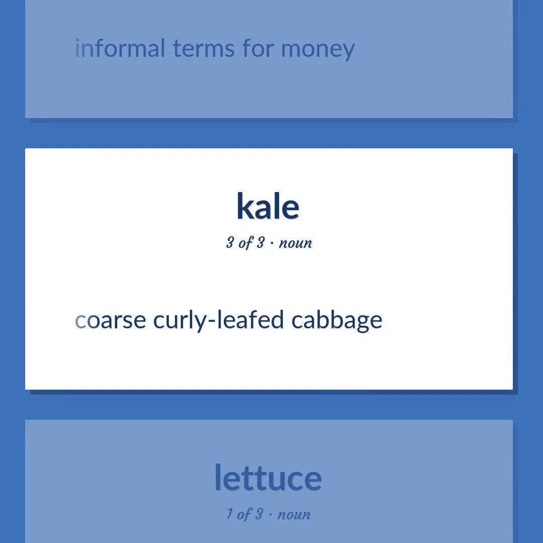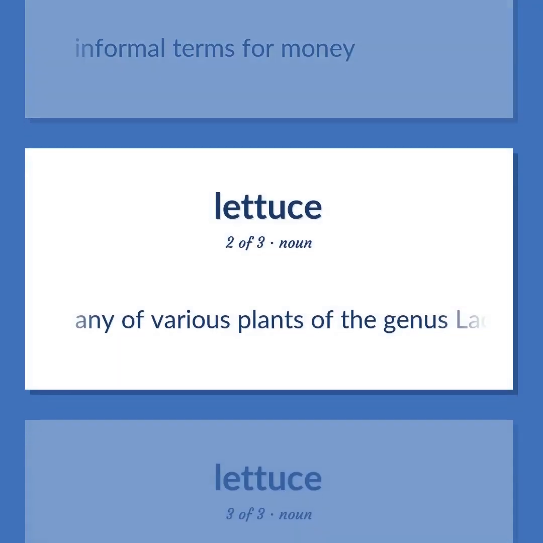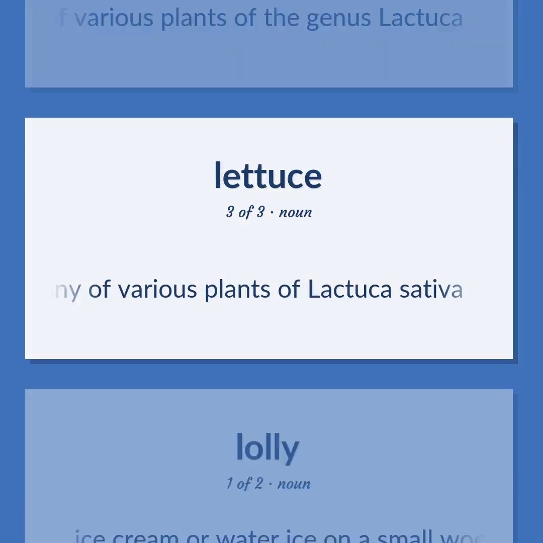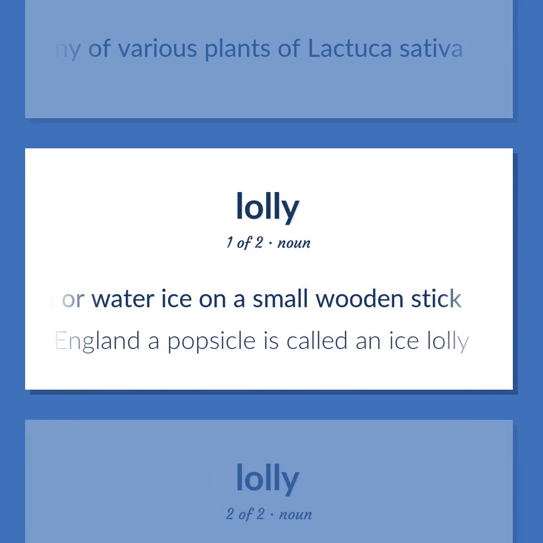Coarse curly leafed cabbage. Informal terms for money. Any of various plants of the genus Lactuca. Leaves of any of various plants of Lactuca sativa. Ice cream or water ice on a small wooden stick. In England, a popsicle is called an ice lolly.